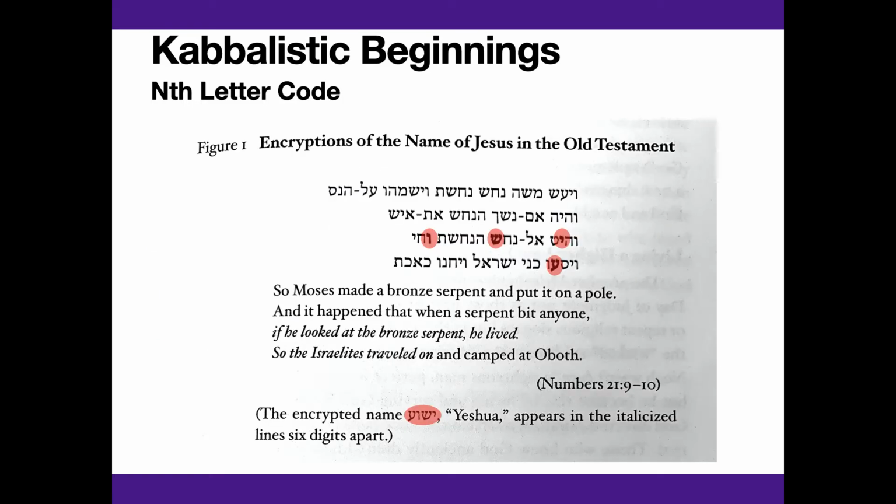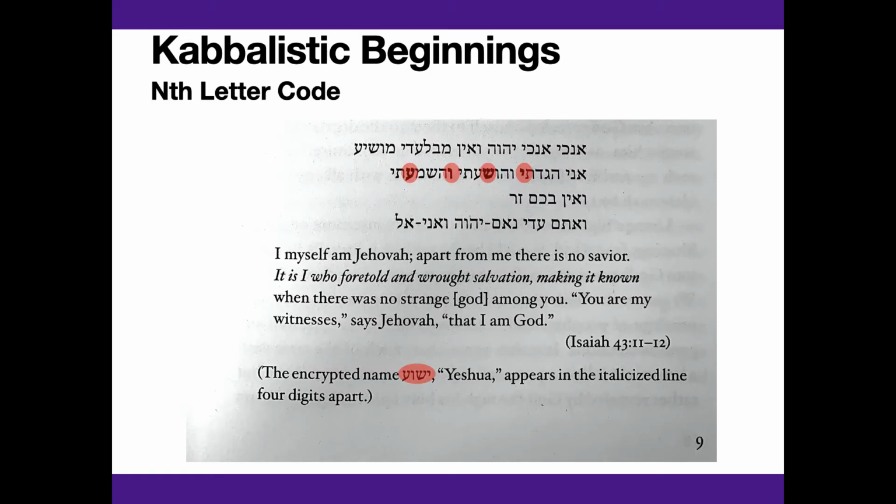So this is from the book. This is on page 9 of Isaiah Decoded. And remember, we're reading right to left as Hebrews do. And there at the bottom, that red bubble, is the Hebrew letters for our English version of Yeshua or Jehovah. So from top to bottom, right to left, we find those same letters, and they're 6 digits apart. That's in the book of Numbers, chapter 21. And then in the book of Isaiah, we have the same thing, but it's 4 digits apart instead of 6 digits apart.